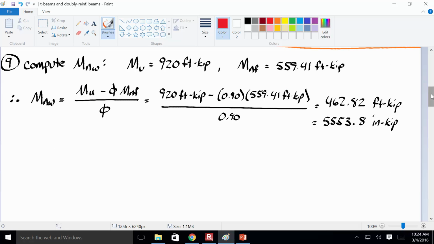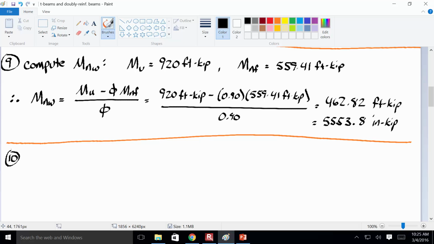Okay, has everybody got this? Okay. Do a little orange line. Okay, so step 10. Now that I've got how much nominal moment capacity I need for the web, I can now compute how much steel I need for the web. And I can treat that like it's a rectangular beam where the cross-section's known, because it is. So I'll compute the area of steel for the web as follows.